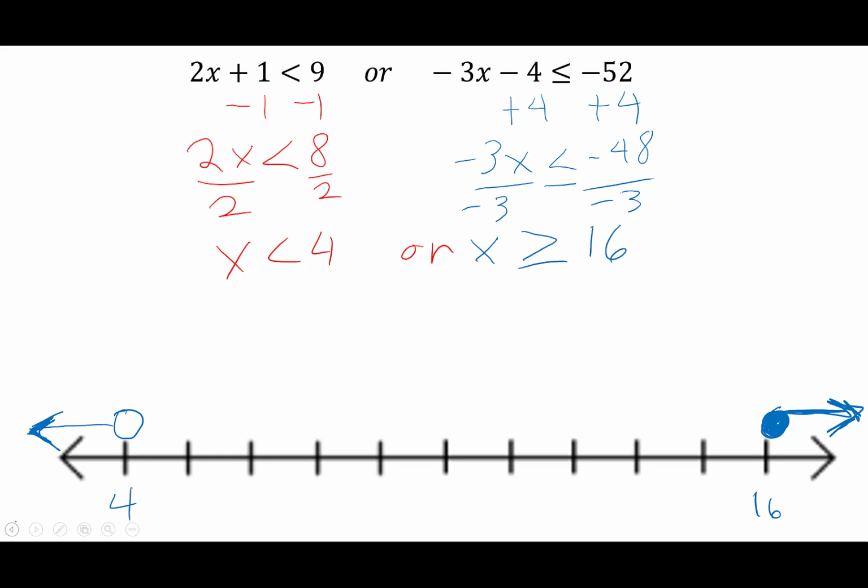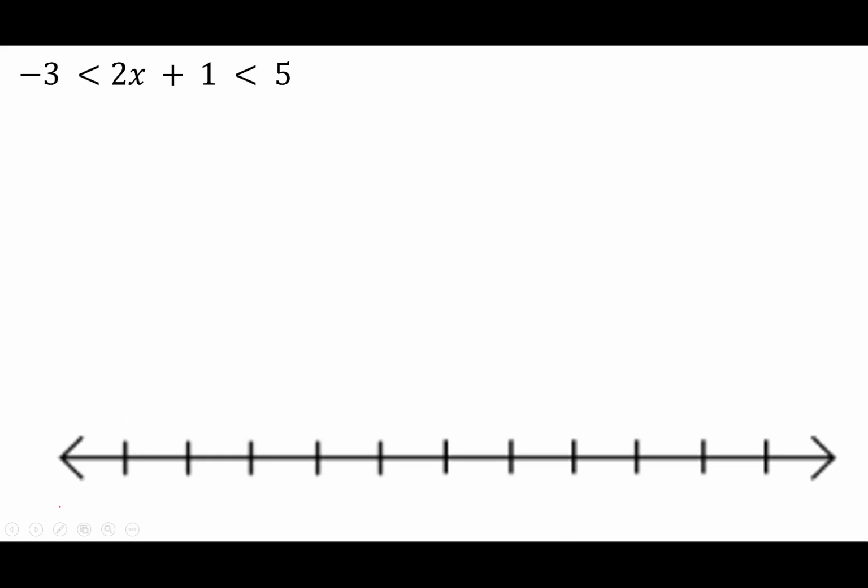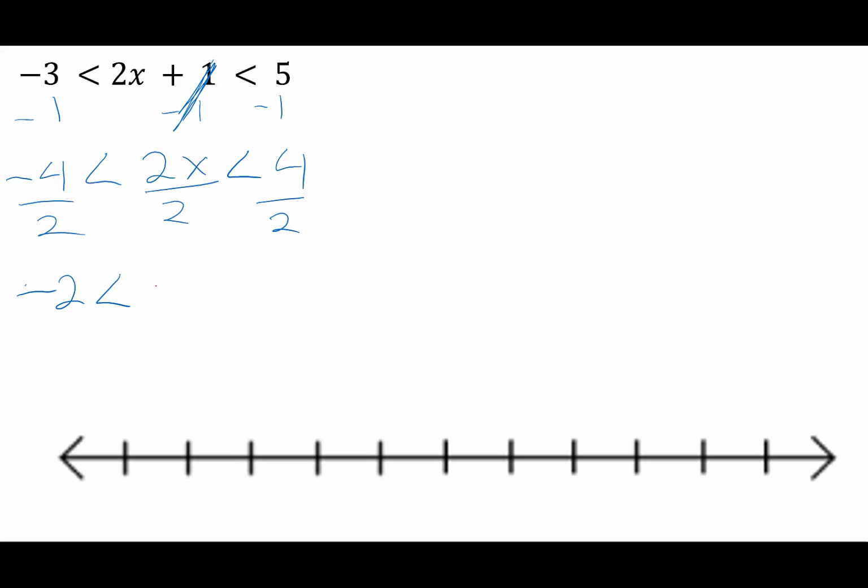All right, so let's go ahead and look at another example. This one is also going to be an and. Now, my preference is to just leave it as is and work it out. But remember from the first example, you can split it into the two. And I will show that one as well again here in a minute. So this time I'm going to start by subtracting 1 from all 3 sides. So I get -3 minus 1 is -4, less than, those become 0, so I'm left with 2x less than 4. Divide both sides by 2, and -2 is less than x, which is less than 2.